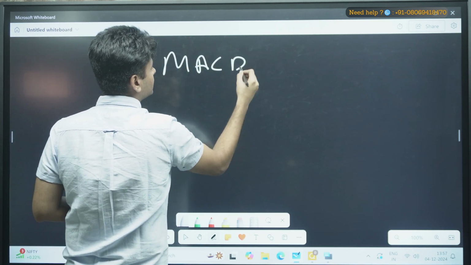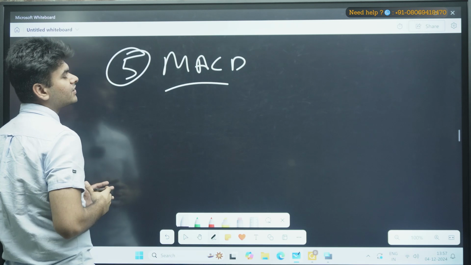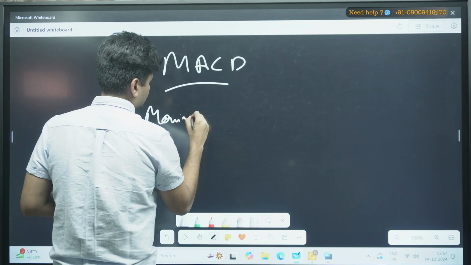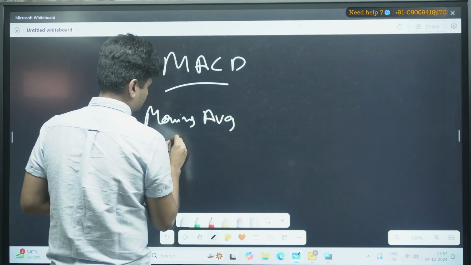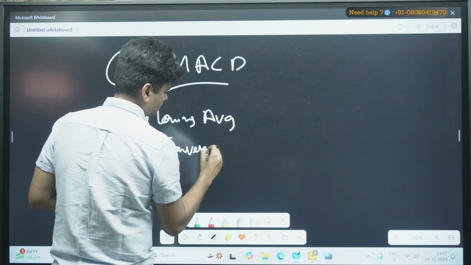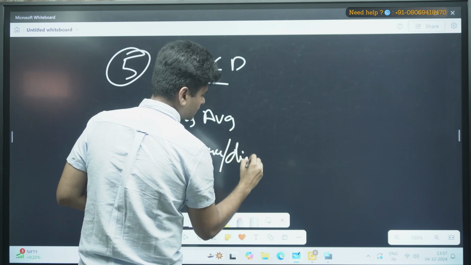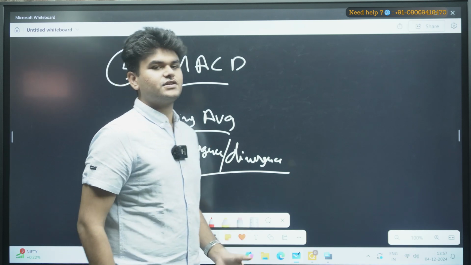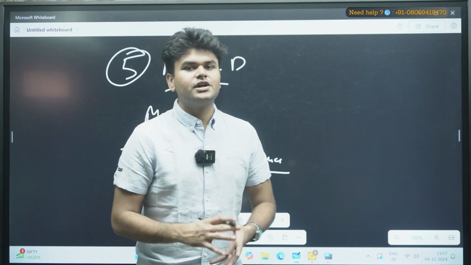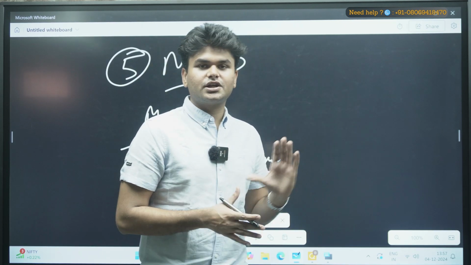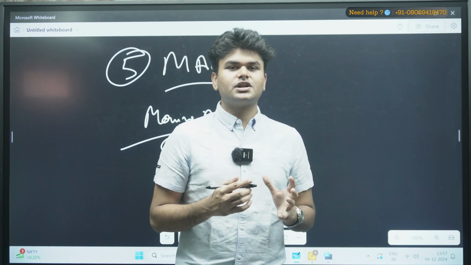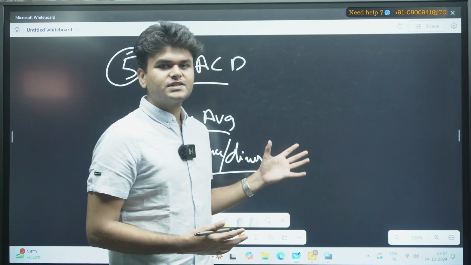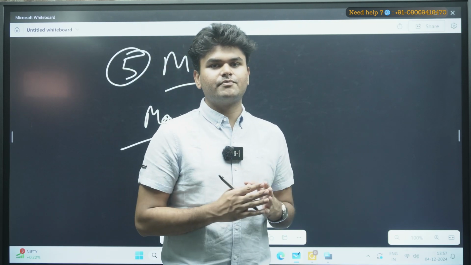MACD's full form is moving average convergence or divergence. So this particular indicator is like a merged indicator, like the indicators we have seen earlier. These indicators are merged together and made one indicator, that is the MACD. Now MACD has two MAs. So we are comparing two MAs.